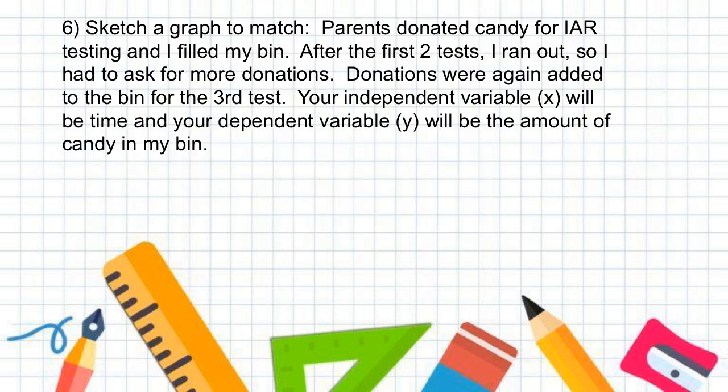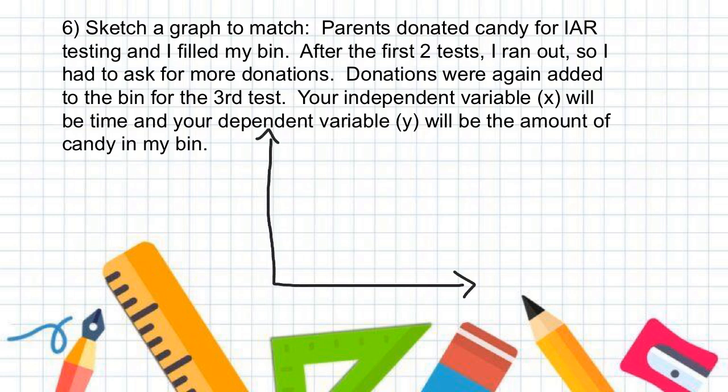Question number 6 says, sketch a graph to match. Parents donated candy for IAR testing and filled my bin. After the first 2 tests, I ran out, so I had to ask for more donations. Donations were again added to the bin for the 3rd test. Your independent variable x will be time, and your dependent variable y will be the amount of candy in my bin. All right, so let's go ahead and set this up.